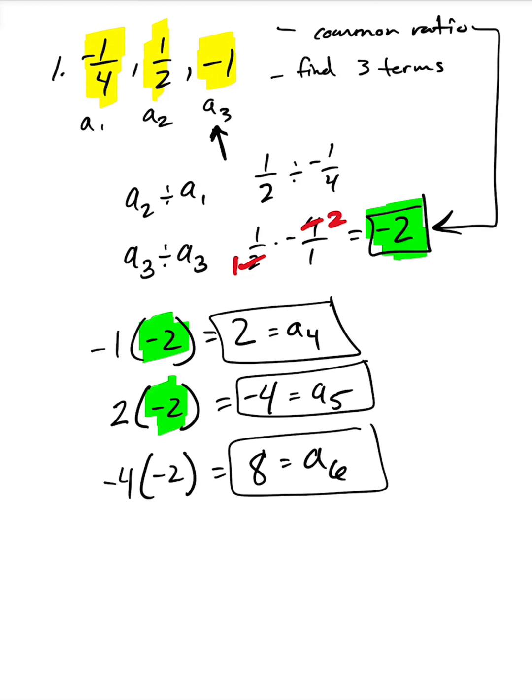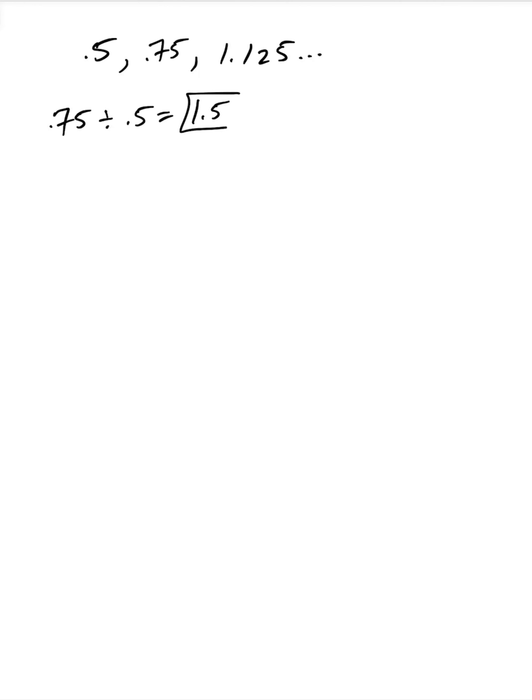So pretty straightforward, nothing much to it. Let's work this out again on a different problem. I have 0.5, 0.75, and 1.125. And I want to find my next three terms and my common ratio. Just like before, I divide my second term by my first, punch that into my calculator or use a mental method, and I end up with 1.5. And this is now my common ratio, right? Recall that I did my second term divided by my first term to find my common ratio.